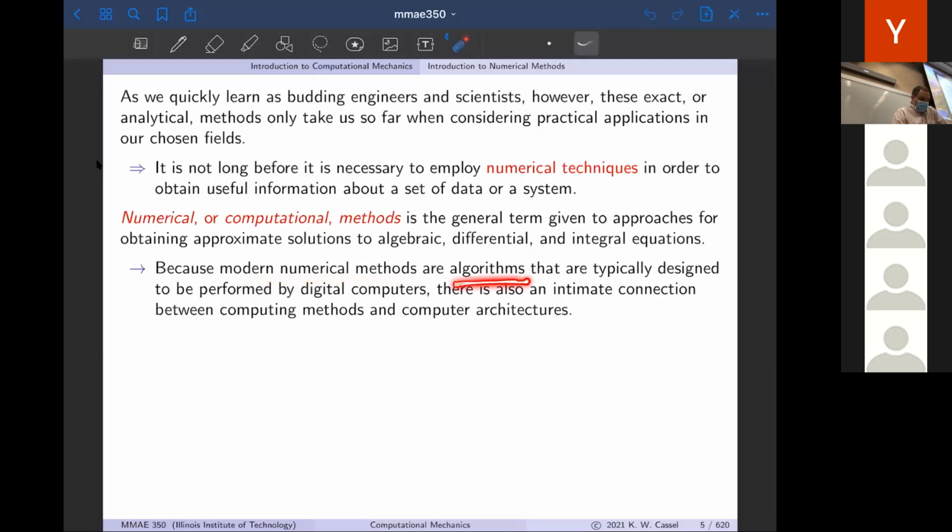So all that to say, modern numerical methods are boiled down to algorithms, which are step-by-step processes to accomplish a task. And they're typically designed to be performed on digital computers, as I've just said. Therefore, there's also an intimate connection between the computing methods that are of interest to us as engineers and computer architectures. Normally, we as engineers let computer architectures be for computer scientists and electrical engineers, right? We just buy them and we use them. But if we're going to develop algorithms that use the hardware that they develop, design, and build, then we're going to need to be conscious of those architectures insofar as they influence the computing methods that we'll be using.